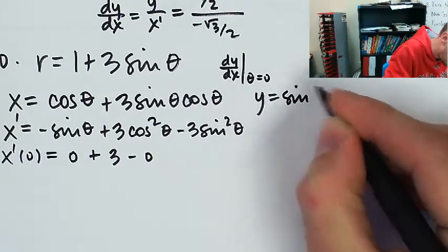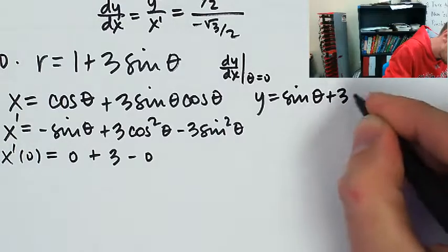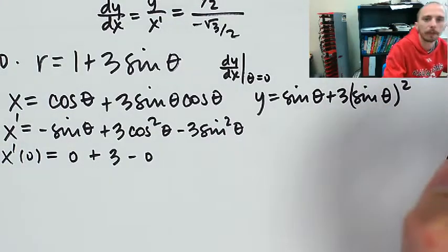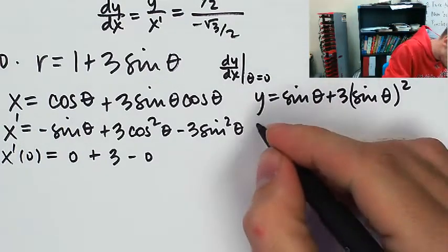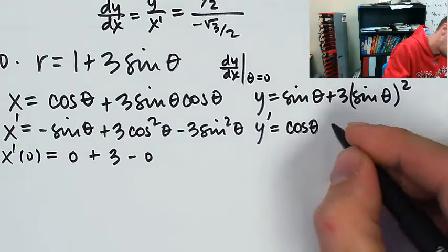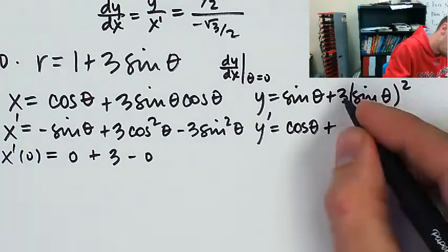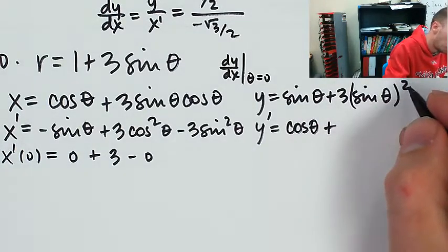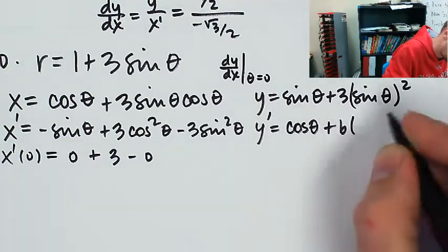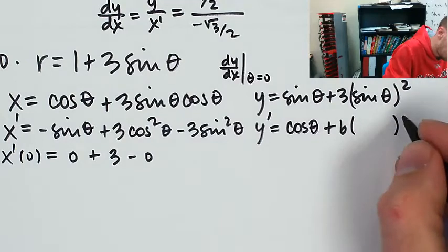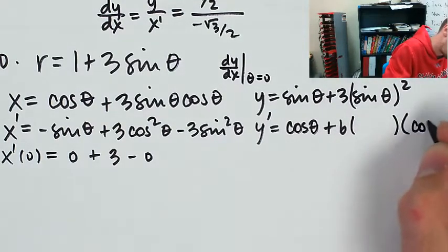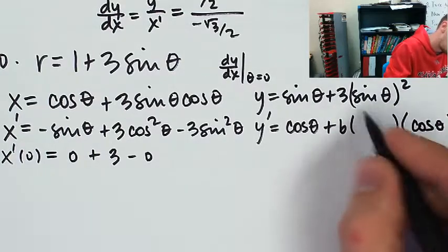Y equals sine theta plus 3 sine squared theta, but I might write it like that to make it a little easier to take the derivative of. A little more obvious what I should do. Take the derivative of sine theta is cosine theta. Then I'm going to deal with the outside before dealing with the inside. We're going to multiply the derivative of the outside by the derivative of the inside. So that would be 6 times that thing to the first power times the derivative of that thing. And the derivative of that thing is cosine theta. And we leave the inside the same.